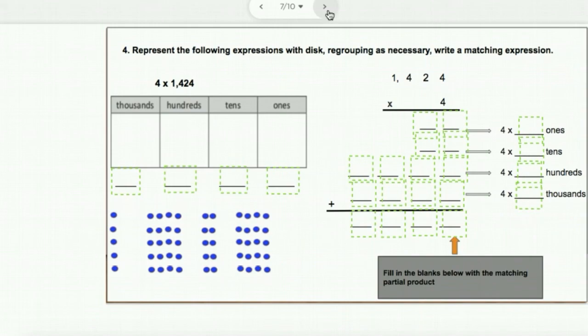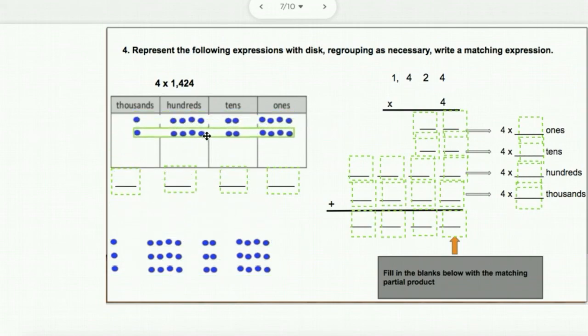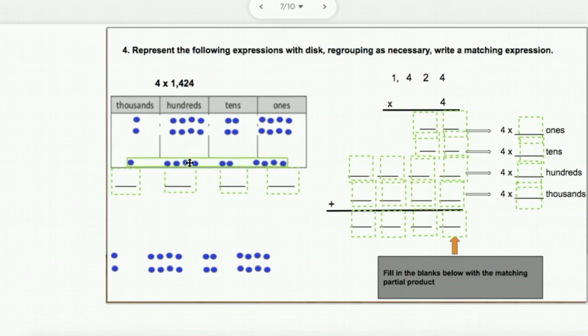How many groups of 1,424 am I supposed to be making here? How many? Remember, if you get stuck, what am I multiplying my bigger number by? Yes, 4 groups of 1,424. Well, here's my first group of 1,424, or 4 ones, 2 tens, 4 hundreds, and 1,000. Here's my second group. Here's my third. And here's my fourth.